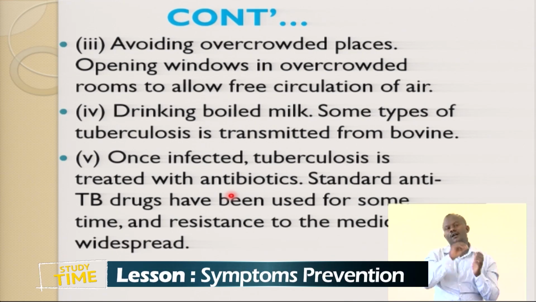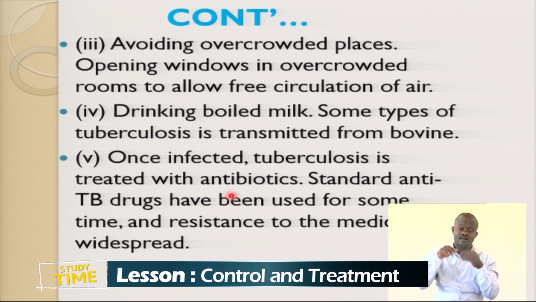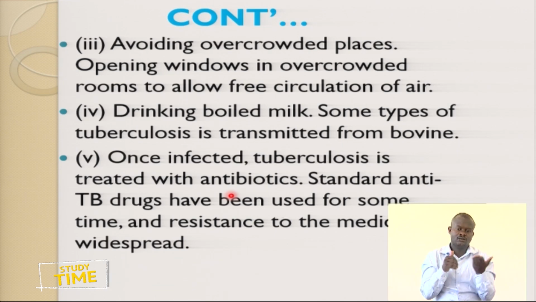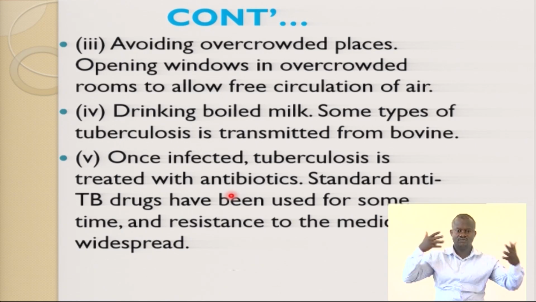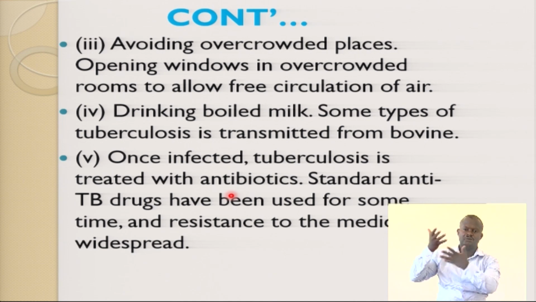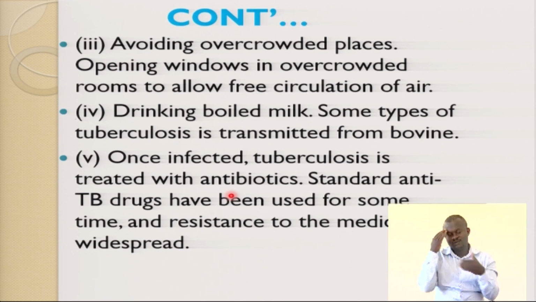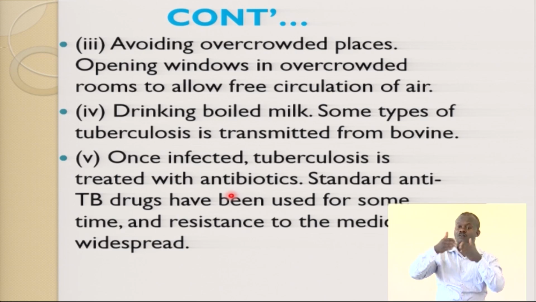Another thing, because we said it is an airborne disease, try to avoid overcrowded places. Open windows in overcrowded rooms to allow free circulation of air. Because this disease attacks the respiratory passages, the lungs, pulmonary tuberculosis attacks and affects the lungs. And once the lungs are affected, that can lead to having tuberculosis.